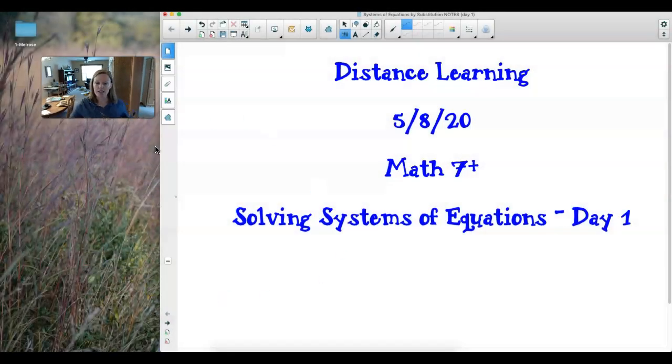We're going to take it very slow, and we're going to spend quite a few days on solving systems of equations. So this is just day one. We're going to solve by substitution, but before we get to that, we need to understand what a system of equations looks like. Just a little bit each day, and hopefully it will go well.